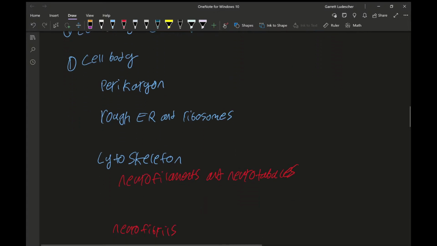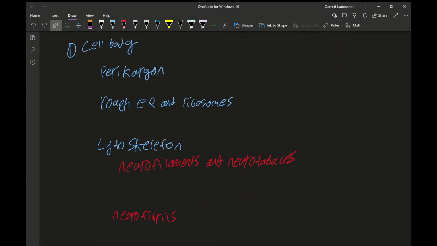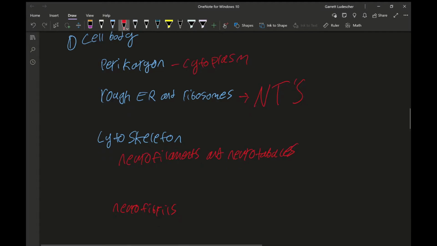So to start, the cell body, like a lot of other cells, has this stuff called perikaryon, which is really similar to the cytoplasm of the cell. And then also it has specific functions coming from the rough ER and ribosomes, and you need to know that in neurons, rough ER and ribosomes make neurotransmitters. So that's just something special to neurons that we need to know.